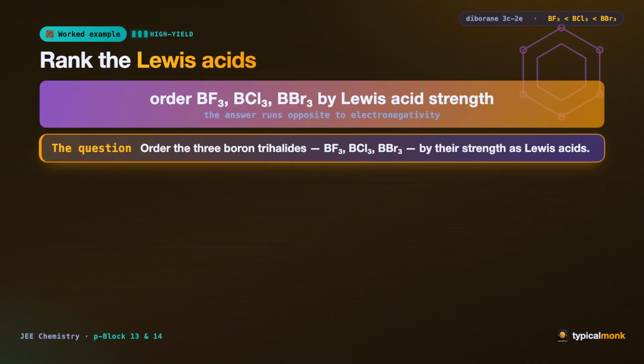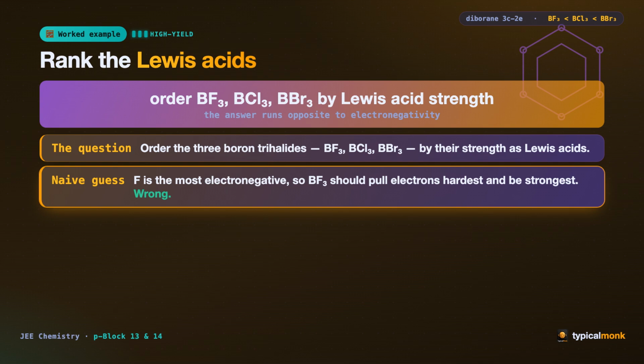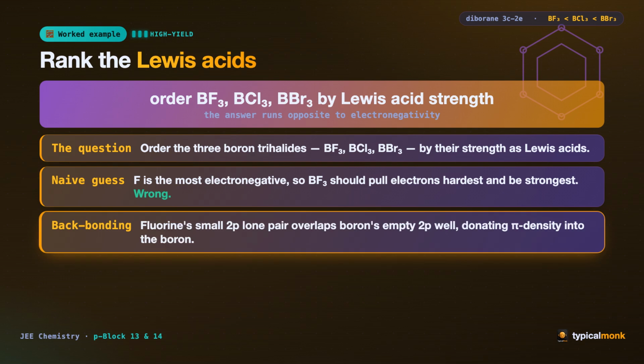Let us work the JEE favorite, ranking the boron trihalides as Lewis acids: boron trifluoride, boron trichloride, and boron tribromide by their strength as Lewis acids. The question, simply: which of the 3 pulls electrons most strongly onto its electron-deficient boron? The naive guess: fluorine is the most electronegative, so boron trifluoride should pull hardest and be the strongest acid. But this is wrong. Back bonding.